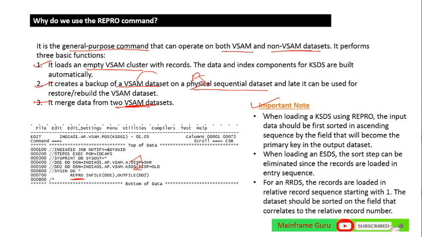Like there is some important point. When loading a KSDS using REPRO, the input data should be first sorted in ascending sequence by the field that will become the primary key in the output dataset.